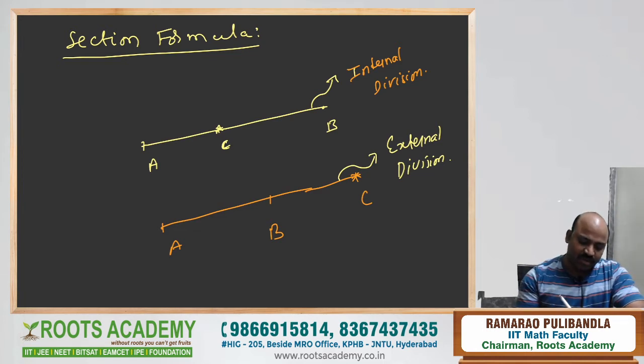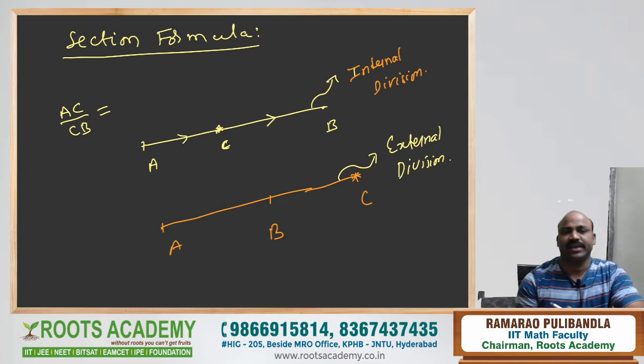The division is nothing but C is dividing in the ratio AC by CB. If you observe AC and CB, both are in the same direction. So the ratio in which internal division divides is always positive.